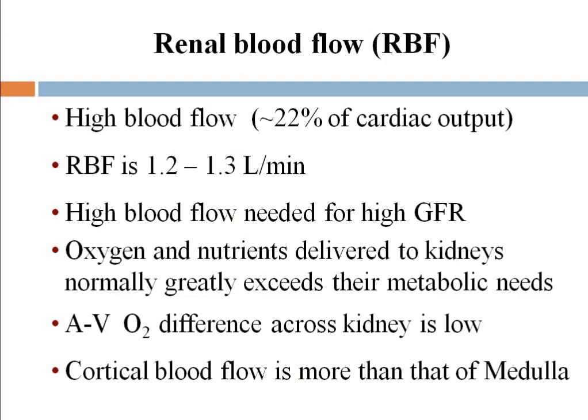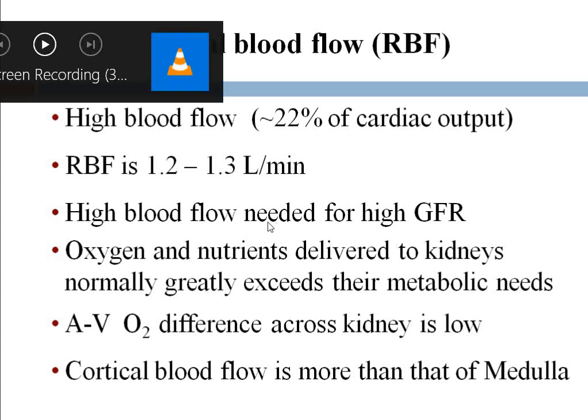So first of all, renal blood flow. This is very high. In the kidney, the blood flow is very high. It is about 22% of the cardiac output. Although you must be knowing the size and weight of the kidney, it is so small a structure, but it has a very high blood flow. So the normal value of blood flow is 1.2 to 1.3 liters per minute. And this high blood flow is needed for high GFR.